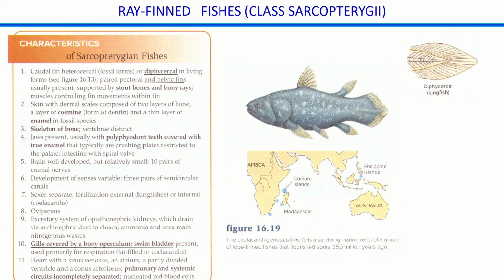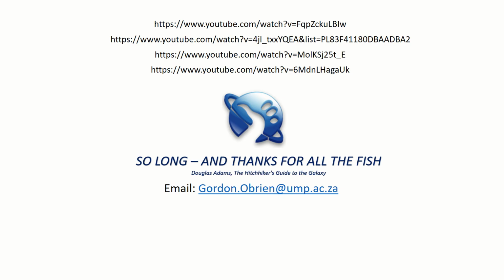Excretory system of opisthonephric kidneys, which is highly developed. Gills covered by a bony operculum. They have the swim bladder as well in the lungfish, but it's filled with fat, like oil, in the coelacanth. Remember they spoke about oils. The swim bladder of the lungfish is actually developed into a lung that it can actually use to breathe. Okay, that's very important. Heart with sinus venosus and atrium, that's very simple and fine.